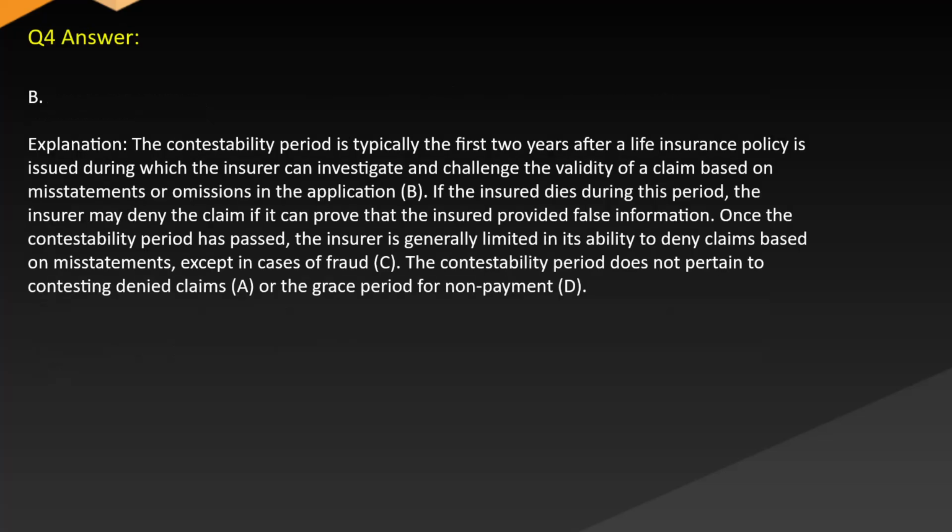Answer B. Explanation. The contestability period is typically the first 2 years after a life insurance policy is issued, during which the insurer can investigate and challenge the validity of a claim based on misstatements or omissions in the application. If the insured dies during this period, the insurer may deny the claim if it can prove that the insured provided false information. Once the contestability period has passed, the insurer is generally limited in its ability to deny claims based on misstatements except in cases of fraud.